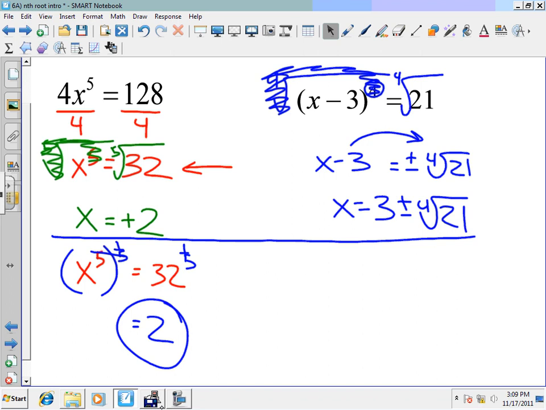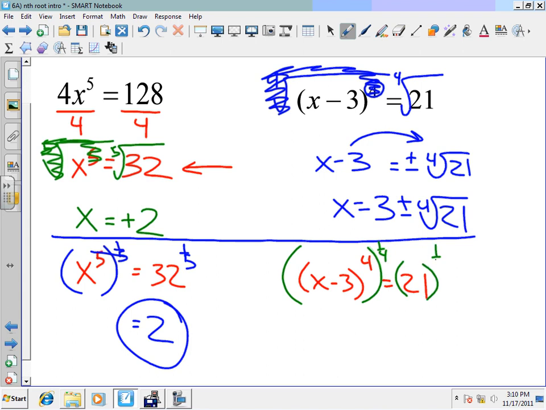Let's take a look here at this example here. We have x minus 3 raised to the 4th power is equal to 21. How do I take care of that 4? I'm going to raise the whole thing to the 1/4 power. The reciprocal, knock it out. So 1/4 times 4 cancels each other out. And you're left with x minus 3 is equal to 21 raised to the 1/4 power.